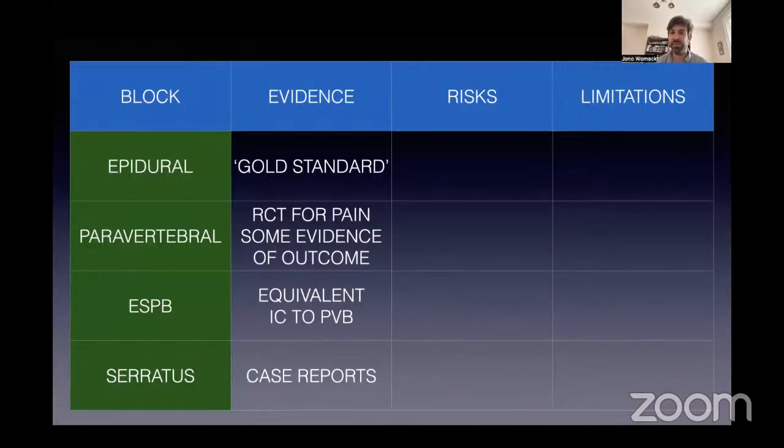As mentioned earlier, for ESP block, there is some evidence of equivalent inspiratory capacity to what you'd expect from paravertebral, but this is from a cohort study. It's a reasonable size, but it's not the same grade of evidence. And for serratus plane block, it's really limited to case reports, which is weak evidence, really. So if you wanted to use a good evidence base for your block, you'd pick epidural or paravertebral, and maybe erector spinae if you were feeling generous.